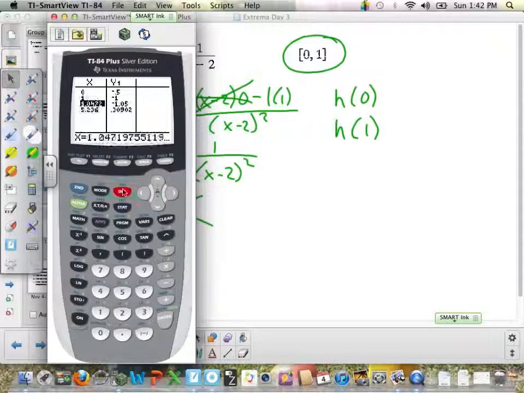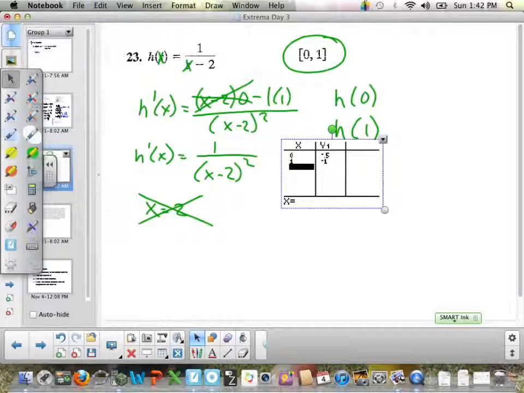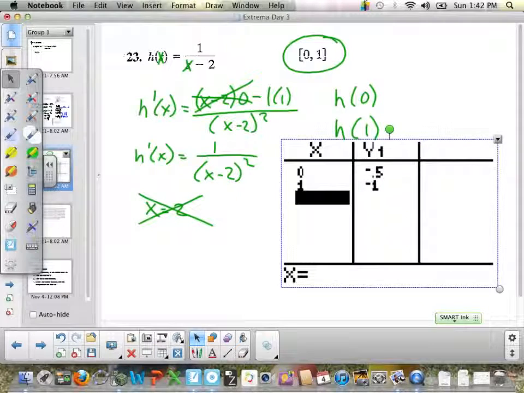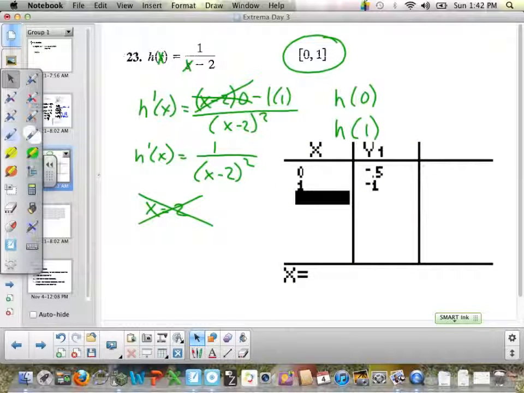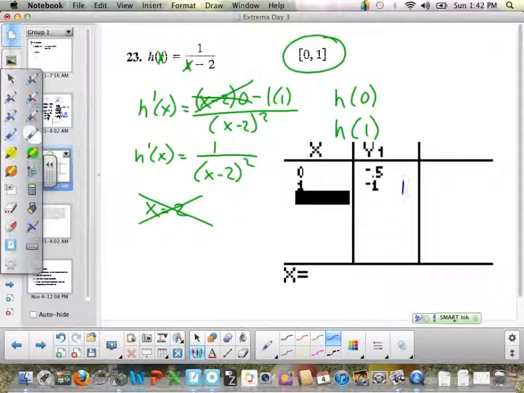And let's clear the rest of these out so it looks halfway decent. There we go. And we can see we have a maximum of -1 when x is 1 and a minimum of -0.5 when x is 0.